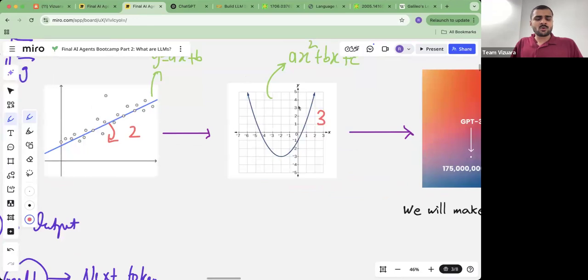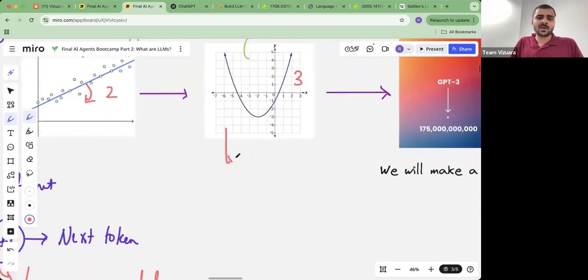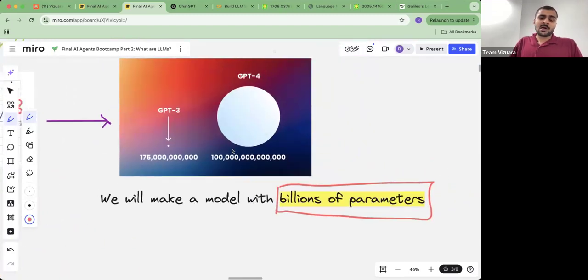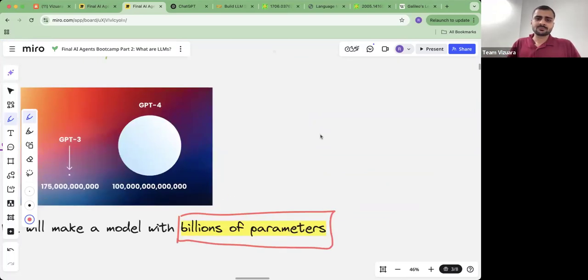It's already quite hard to deal with. All of us can visualize a two-dimensional surface, right? But we cannot visualize a four-dimensional surface. It's impossible. Now I'm telling you to look at models which have billions of parameters. That's something which cannot even fit in our minds.